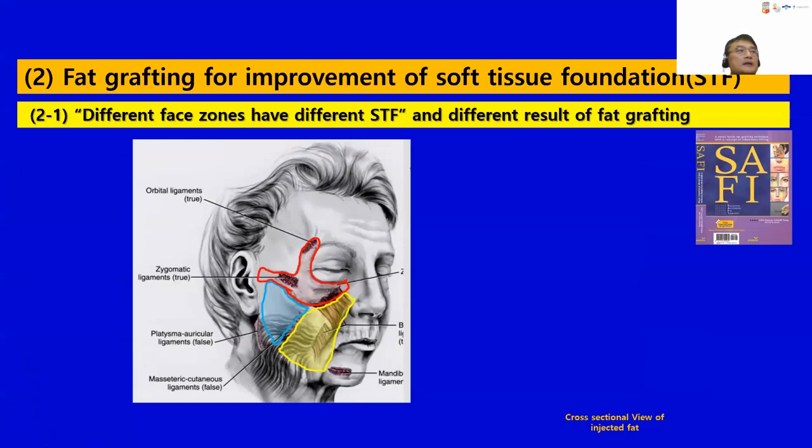This is the hypothesis to divide the face into three regions, because these regions have different soft tissue foundations. The red color is the strongest soft tissue foundation area, composed of very strong bone and true ligament. This part is strongly supported by bone and ligament.